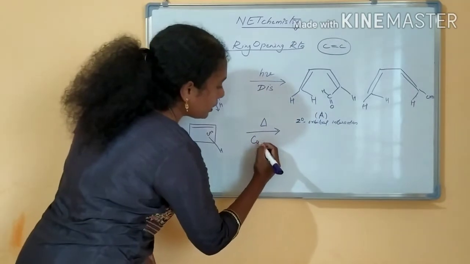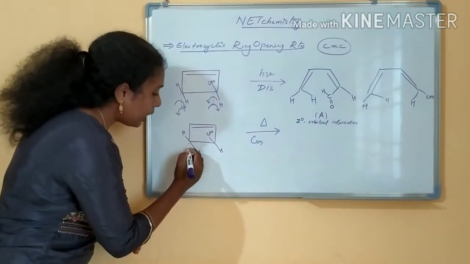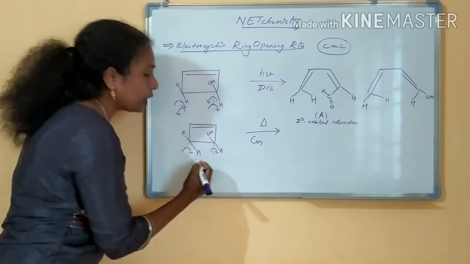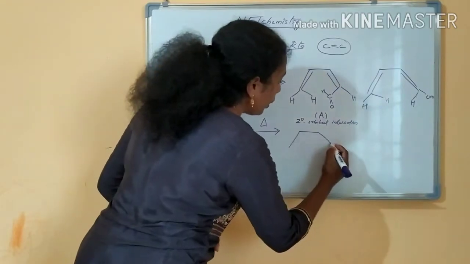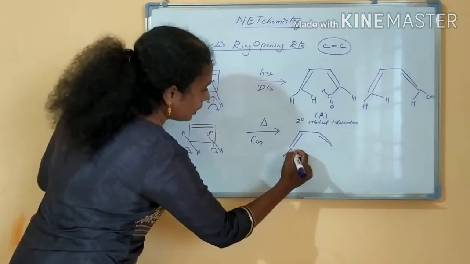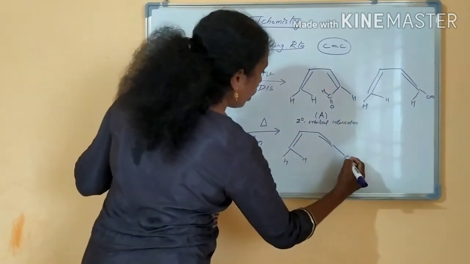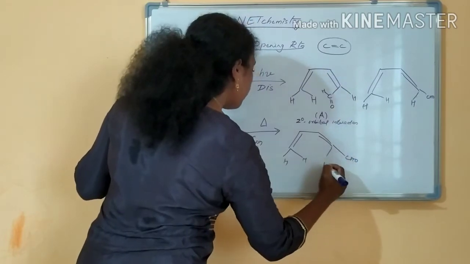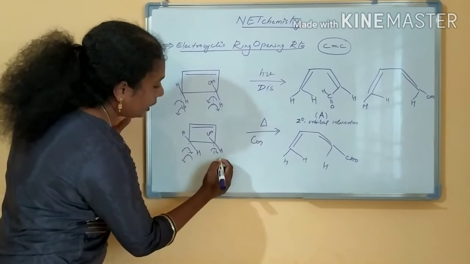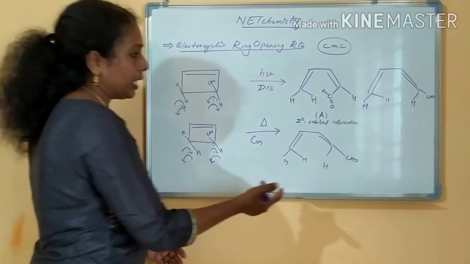Thermal condition, what is the symmetrically allowed rotation? Conrotatory mode, right? So I am taking a conrotation, both bonds rotate in the same direction, right? So ring opening is happening. So both bonds rotate in the same direction. This side both hydrogen only. And if you see, CHO will go out, right? And hydrogen will be inside in this rotation. Now I will see both bonds rotating anti-clockwise. Okay, both bonds rotate in the anti-clockwise direction.